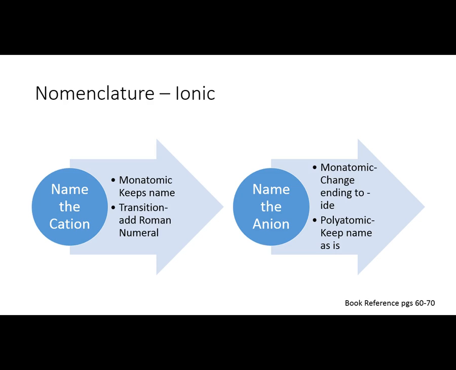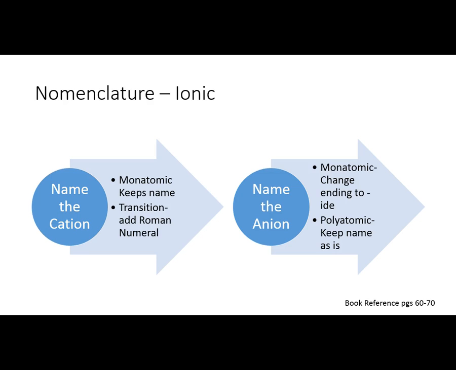Basically 2 steps. We're going to start off naming the cation. It always goes first. It keeps its actual name. The monatomic ion keeps its name. So that means if it's aluminum, it's just going to remain aluminum. The only time this will change is if we have a Roman numeral. Sorry, a transition metal. Then we have to add the Roman numeral in parentheses. So if I have iron, I have to tell which version of iron it is. Iron 1, iron 2, iron 3, or so forth.